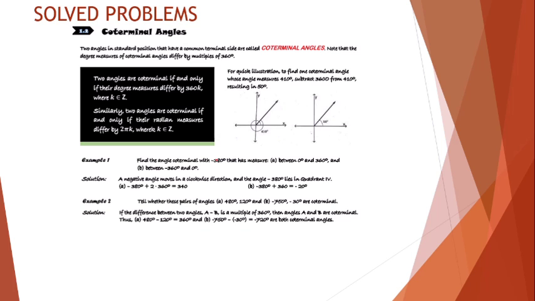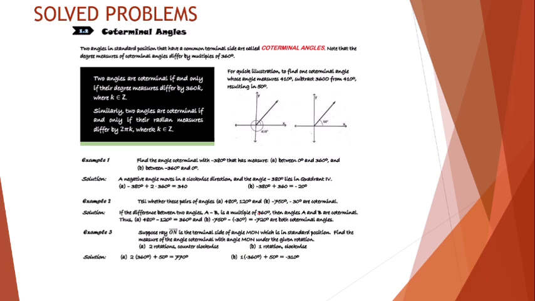And example 2, next. Tell whether these pairs of angles are coterminal. In set A, we have 480 and 120 degrees. And sa set B naman, we have the pair of negative 750 degrees and negative 30 degrees. Angles are coterminal if the difference between two angles, A minus B, is a multiple of 360. Ito yung result natin, that's the multiple of 360. Pareho silang multiple: we have 1, ito naman negative 2. Still, they are multiples of 360.